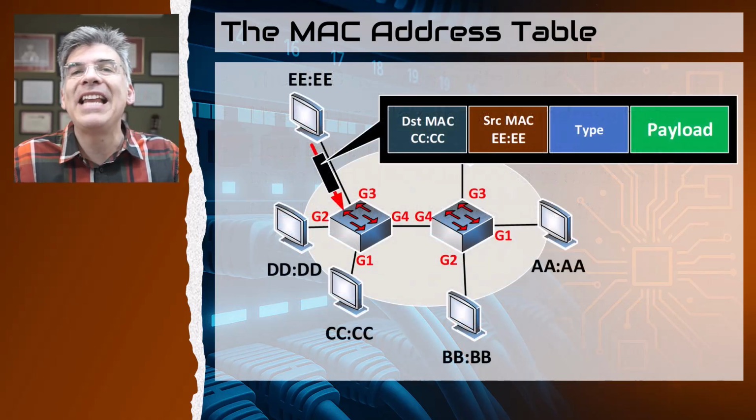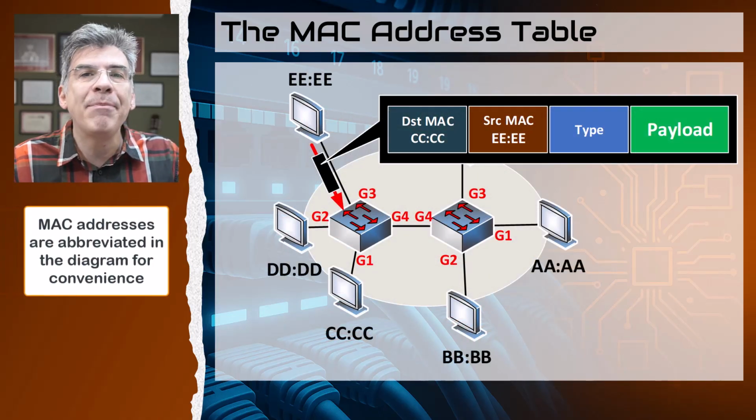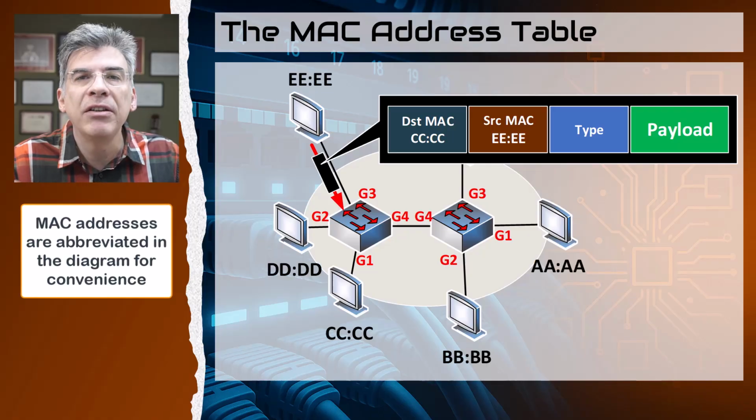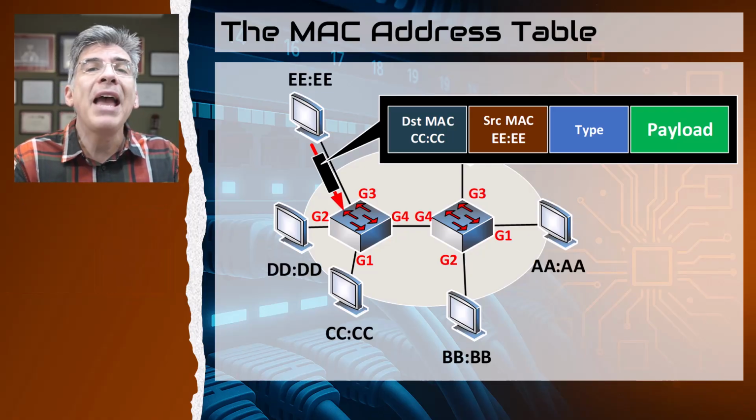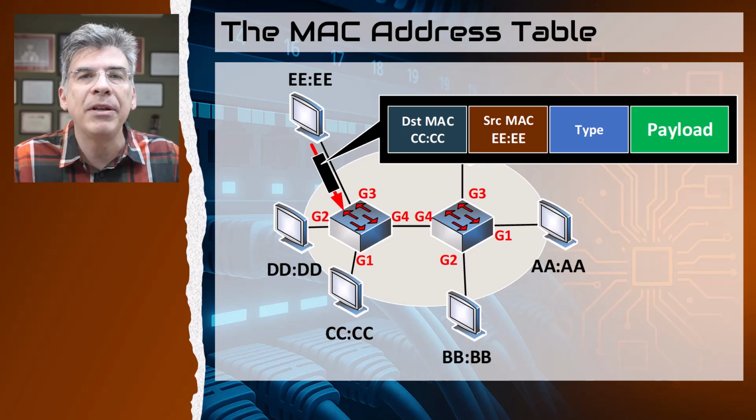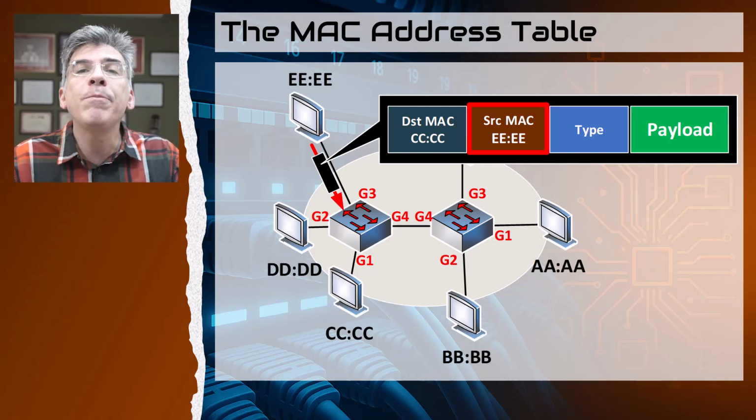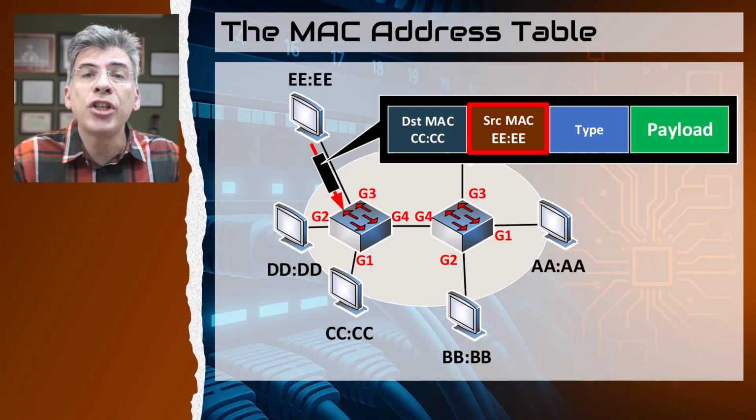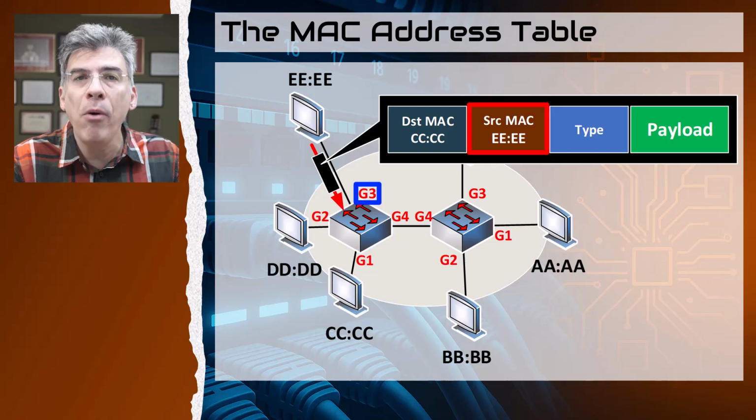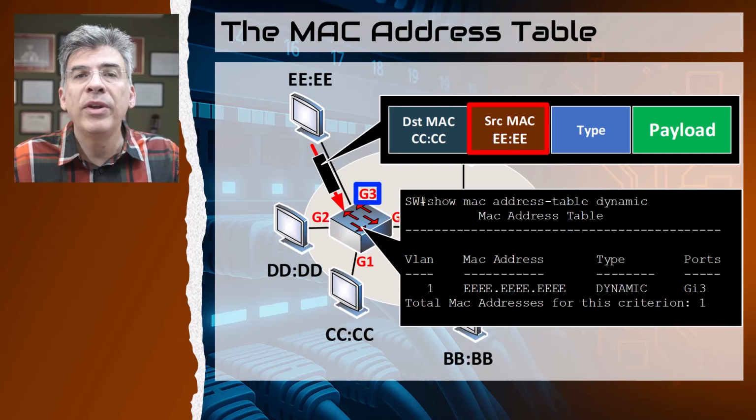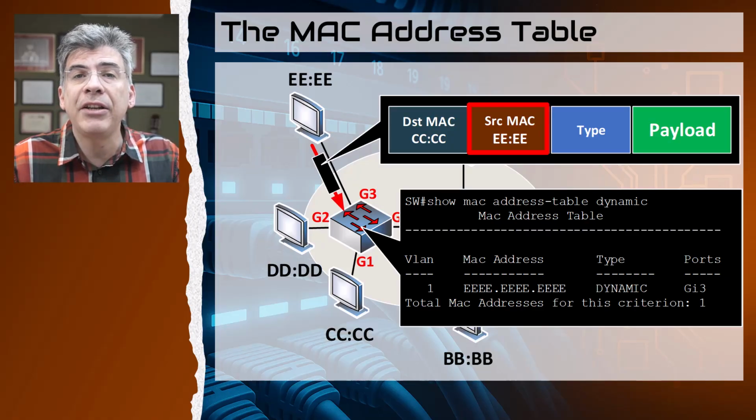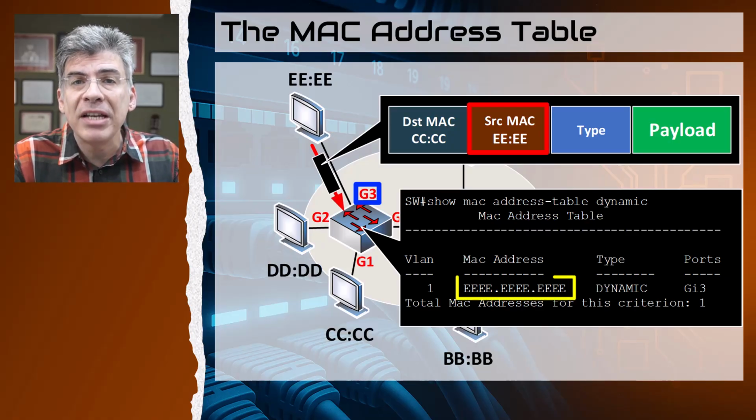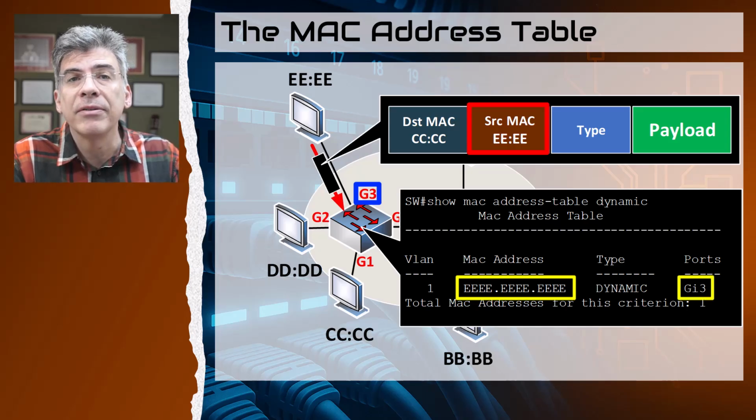Now take a look at this network here. Note I've abbreviated the MAC addresses of these hosts simply for convenience. You can assume that they're correct 48-bit values. When a frame enters the port of a switch, two things happen. First, the source MAC address of the entering frame is used to populate the MAC address table, associating it with the ingress port. Since a frame with a source address of EEEE arrived on Gigabit Ethernet 3, this means that this MAC address can be reached via this port.